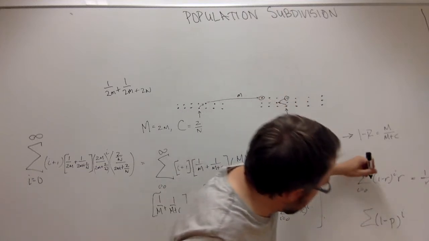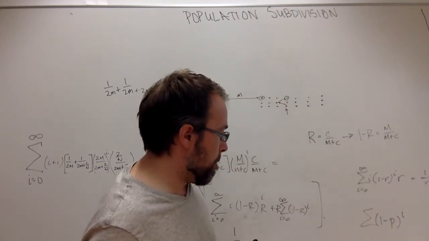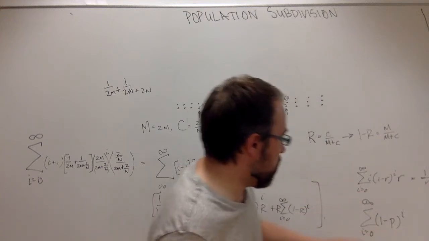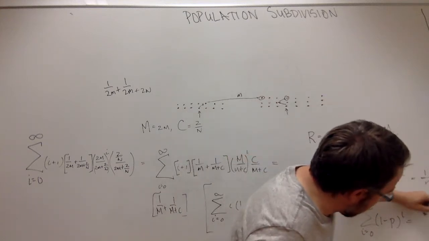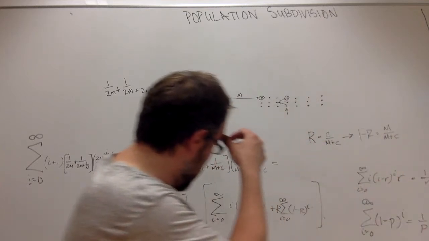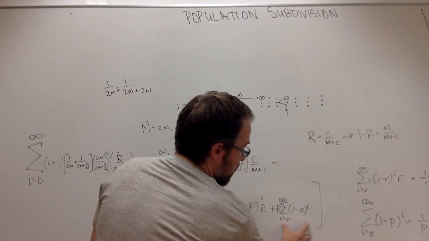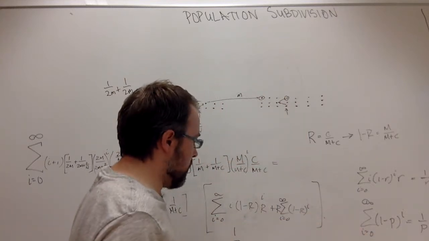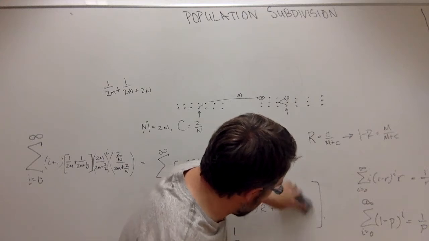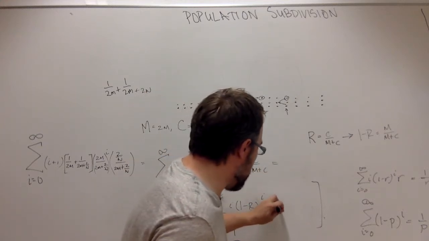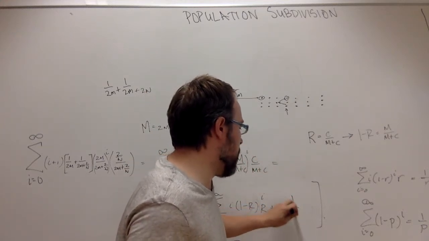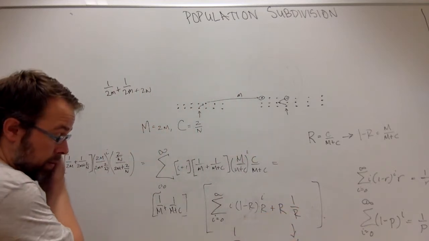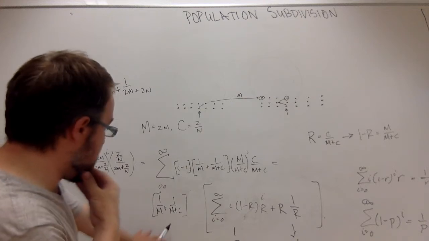I'm sorry, I made a mistake here. There should be an i there, but here there should not be an i. So (1 minus p) to the i, and we learned that this was equal to 1 over p. That means that this summation here is equal to, notice it's the same with p versus r, so the r that was there times 1 over r, or actually just equal to 1. And so we're starting to get somewhere here, right?